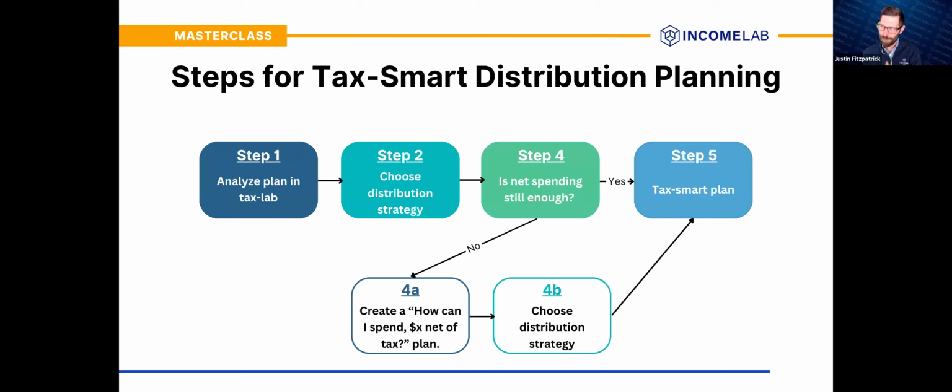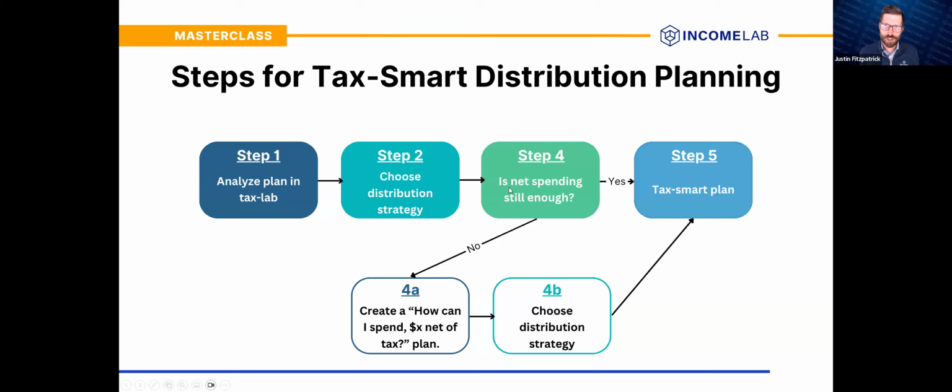By the way, for those of you who have been with Income Lab for a little while, Jason mentioned IRMA brackets. We are adding IRMA brackets to Tax Lab. We're adding some other cool features as well coming up this year, so stay tuned for that. But at that point, you then choose a distribution strategy from that list, taking into account all of those things that Jason just discussed. It's not just about the numbers. There can be competing things.